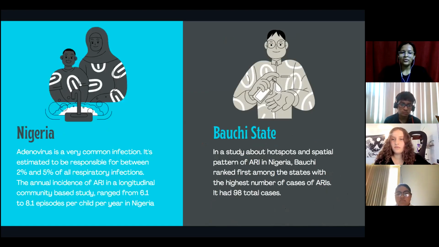So now that we know a little bit more about adenovirus, let's know a bit more about where we're going to work. That is in Bauchi State in Nigeria. Adenovirus is a very common virus. It's common throughout the year, and it's estimated to cause about 10% of all the childhood fevers, as well as 2 to 5% of all respiratory infections.